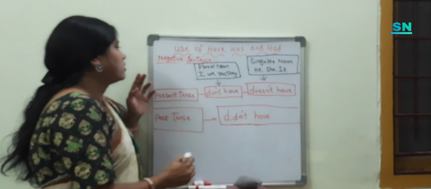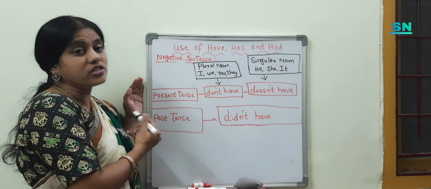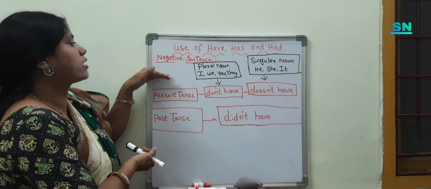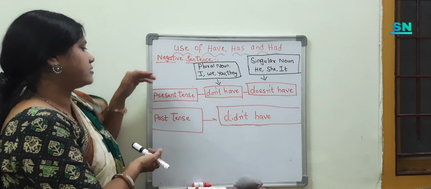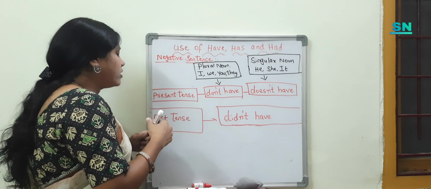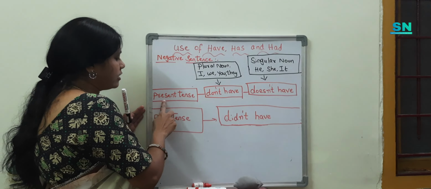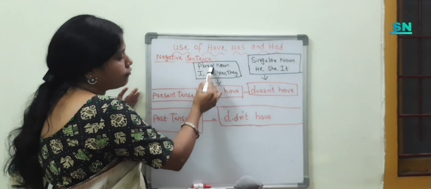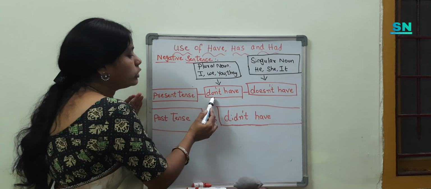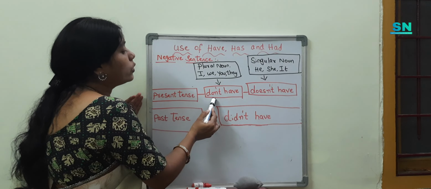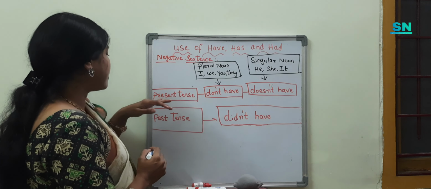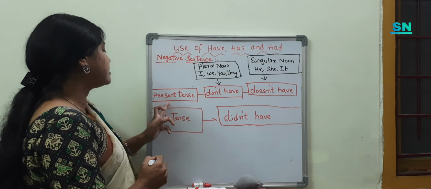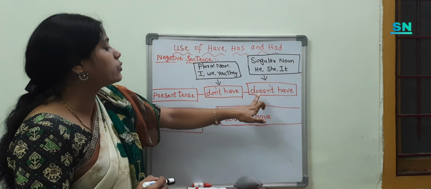So before we learned about the positive sentences, so now we are learning about negative sentences. If the negative sentence is in the present tense, and the subject is in the plural form, we should use the word don't have. If the subject is in the singular form and the sentence is in the present tense, we should use the word doesn't have.